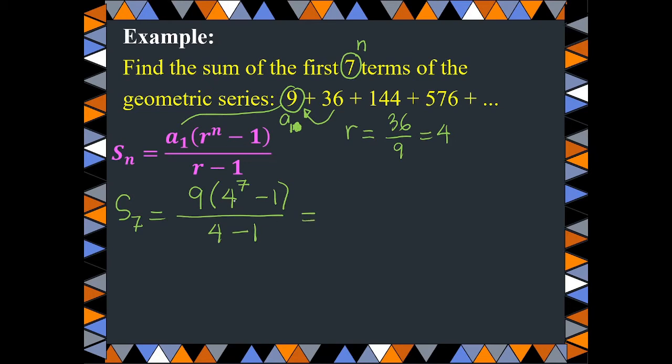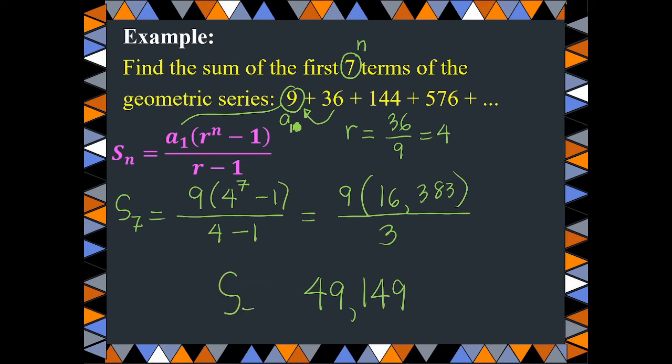Now, what is 4 raised to 7 minus 1 equal to? How much again? That was 16,383. Okay, multiply that by 9, then divide by 3. We got 3 because we subtracted 4 and 1. Multiply, divide by 3. How much do we get? 49,149 is correct. So this is the sum of the first 7 terms in your sequence. Okay?